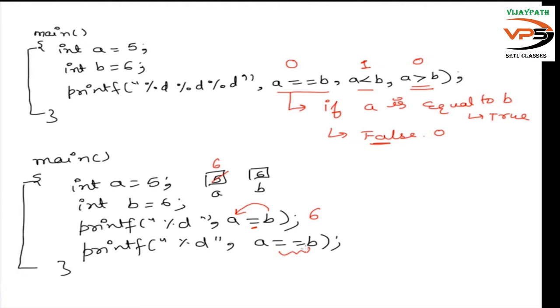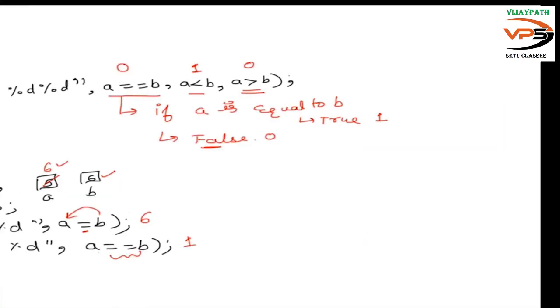In the next statement a double equals b, that means I am comparing their values. The value of a is now 6 and the value of b is also 6. They are equal, therefore it will return me true, which is 1. Therefore the output will be 6 and 1. Okay. Now consider this program.